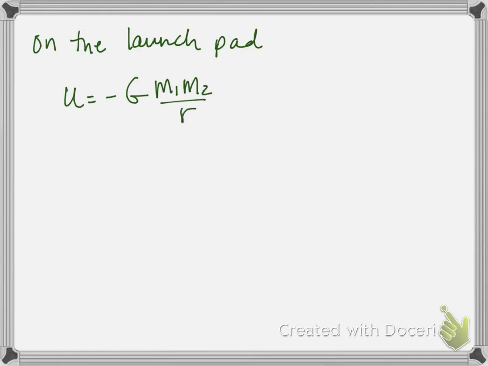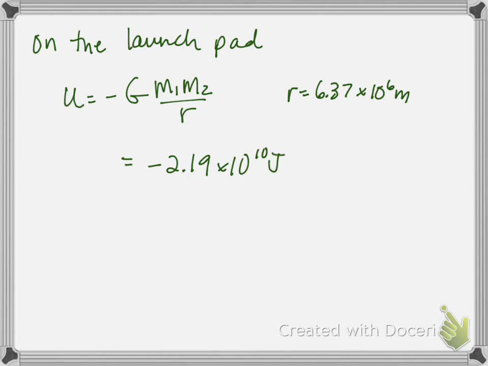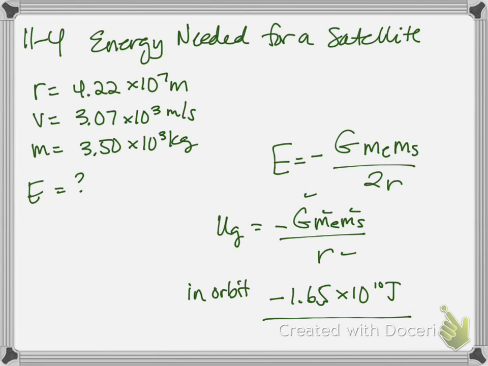So on the launch pad, okay, we can still use this formula on the launch pad, making r the distance from the center of Earth. And in this case, since it's on Earth, our r is Earth's radius. So what I get for this is negative 2.19 times 10 to the 10th joules. So this is what it has on the planet. This is what it needs to have when it's in orbit.